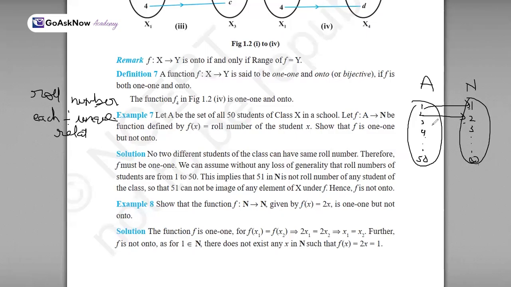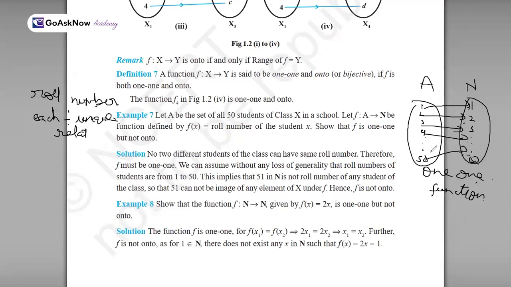If the first student has the first roll number, then it is related like this. The second has the second, then this is related to this. So I can see that the pattern is following what? This pattern is following the one-one function criteria. But after 50, do you have any relation from set A to N?